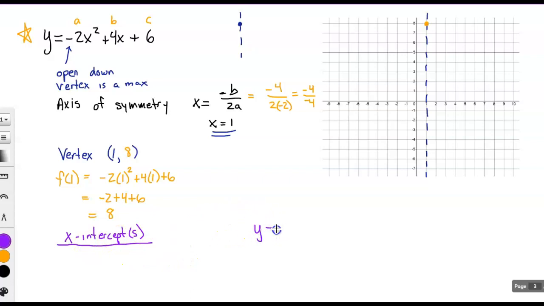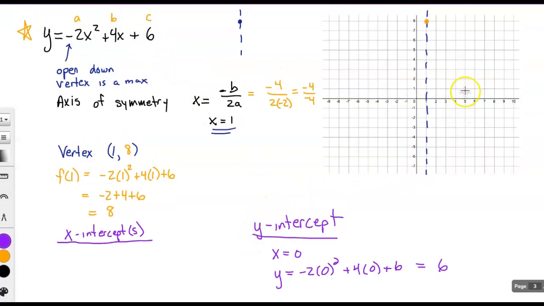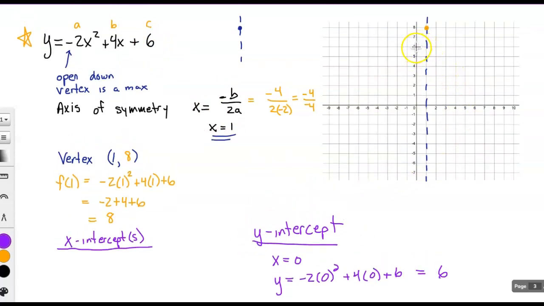The y-intercept, you can only ever have 1. And the way to get the y-intercept is just to let x equal 0. So you go back to your original equation and you do y equals negative 2 times 0 squared plus 4 times 0 plus 6. And every single time, you're just going to get this third term. So your y-intercept is 6. So if you go up to your graph, your y-intercept is 6.